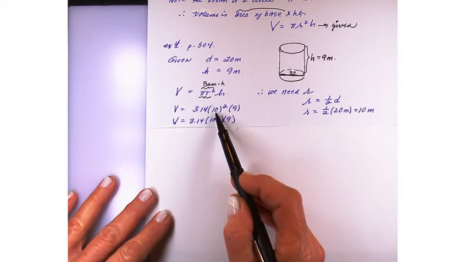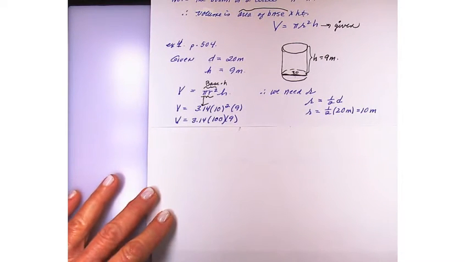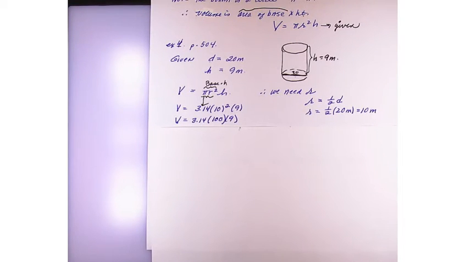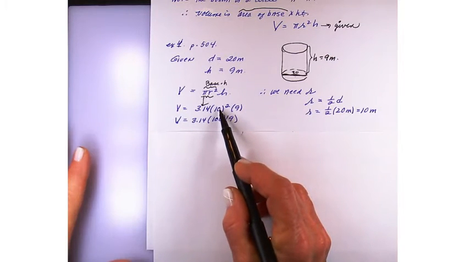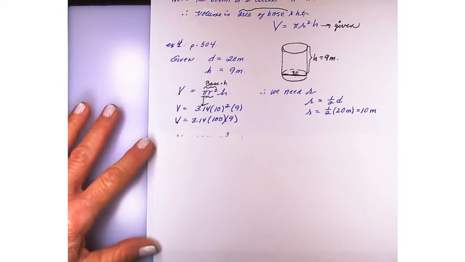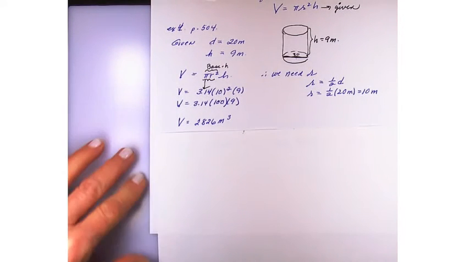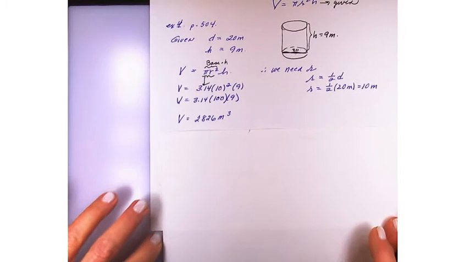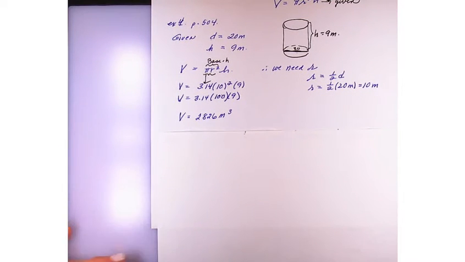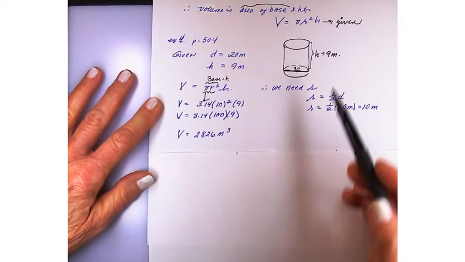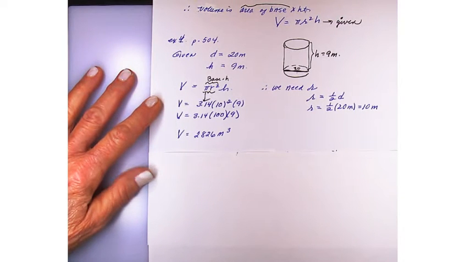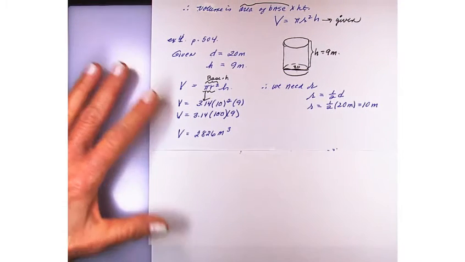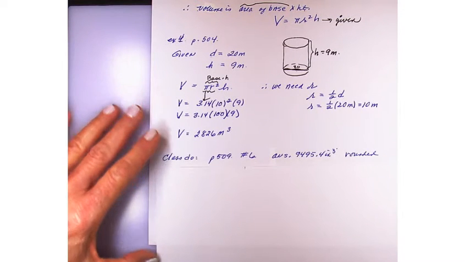Substituting my 10 in, my pi, 3.14. I have my radius is 10 and my height is 9. So remember the order of operations. 10 squared is 100. Multiply that out. We get 2,826 meters cubed. So on the circular cylinder, I'm not going to be tricky and giving you lots of fractions or decimals or anything. I feel if you can do something reasonably basic like this, and if you have a handle on that formula, even though it's given, that is what I expect you to do.